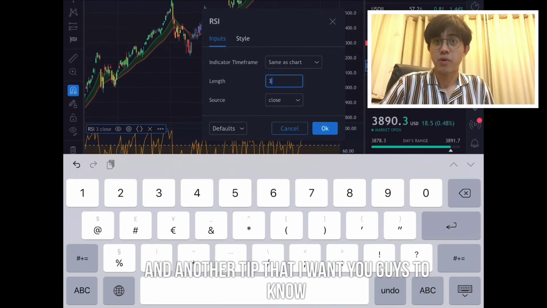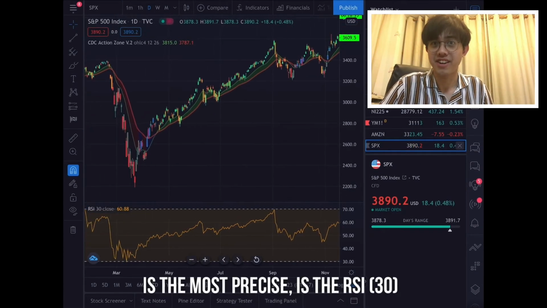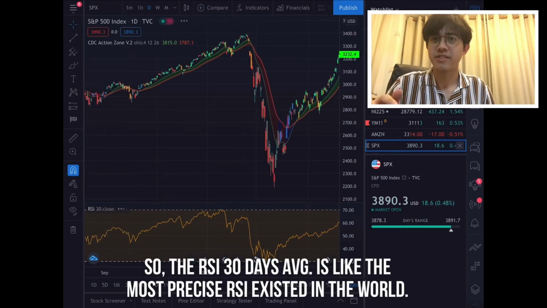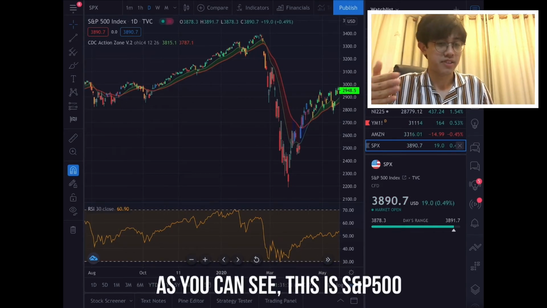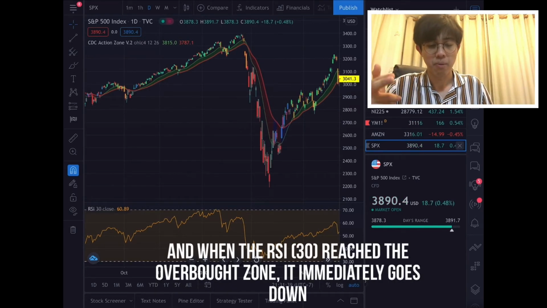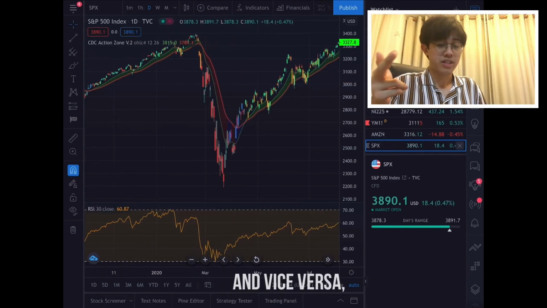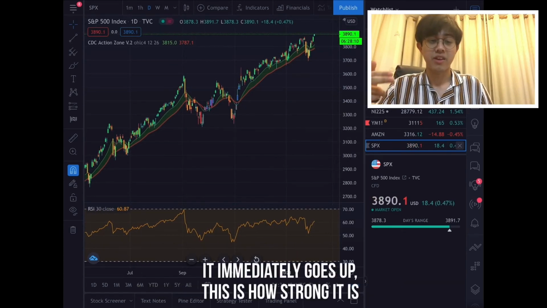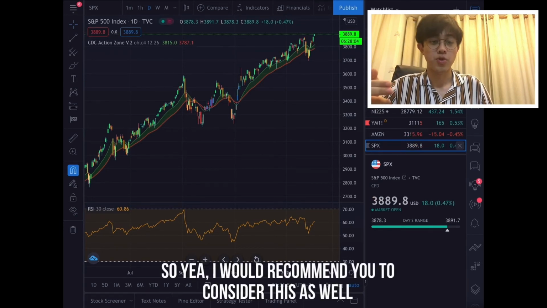And another tip that I want you guys to know is that the most precise is the RSI 30. The RSI 30 days average is the most precise RSI that exists in the world. As you can see, this is the S&P 500, and when the RSI 30 reaches the overbought zone, it immediately goes down, and vice versa. When it comes down to the oversold zone, it immediately goes up. This is how strong it is. So I would recommend you consider this as well.